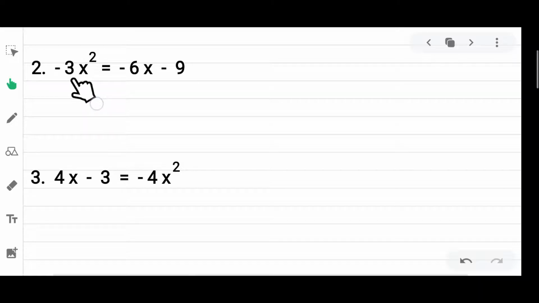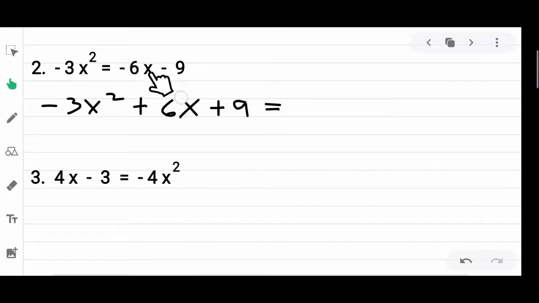So, since tama siya, yung negative 3x squared, we just have to bring down na lang, just copy. So, we have negative 3x squared. Pag nilipat mo si negative 6x sa kabila, magiging positive na siya. Kabaliktaran ng sign. Then, negative 9, transpose, magiging positive 9. Then, equals, since nilipat na natin silang dalawa, wala nang naiiwan. And that's the right time na maglalagay na tayo ng 0.